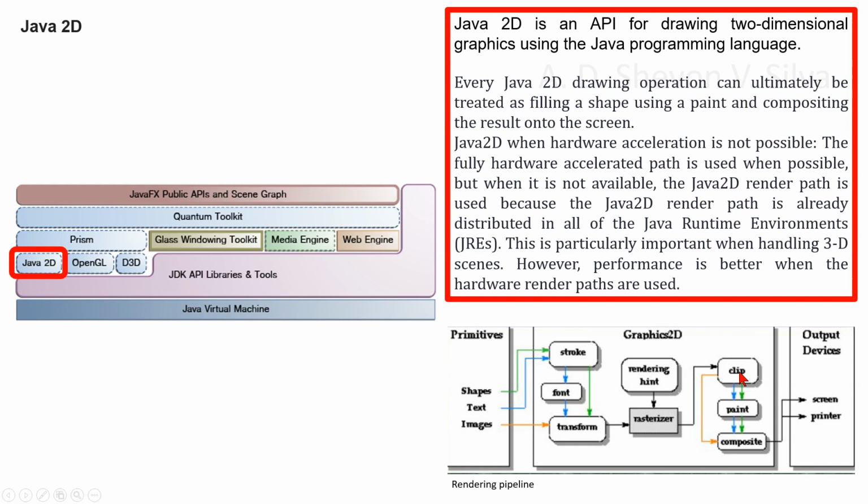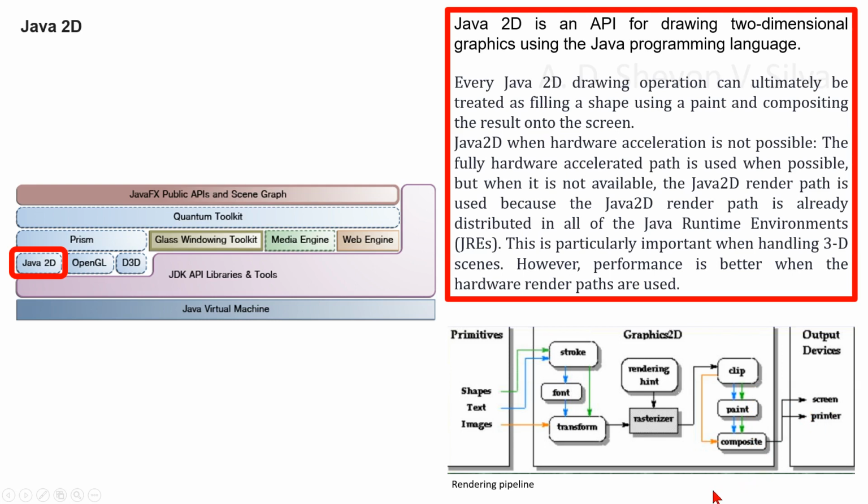Here you can see primitives, Graphics2D and output devices. Here you can see a shape is connected to stroke, which is connected to transform, which is connected to rasterizer. Rendering hint is connected to rasterizer, and rasterizer is connected to clip, which is connected to paint, and paint is connected to composite, which is connected to screen and printer.